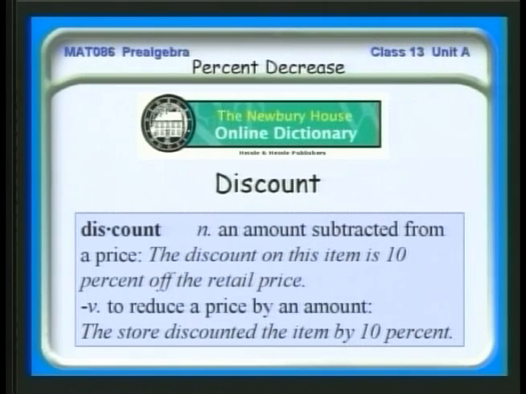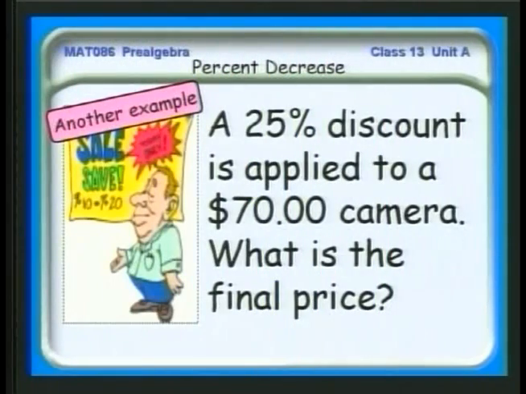Now, let's look at another kind of percent decrease. We'll talk about a discount. And here is a definition of discount. It's an amount subtracted from some price. In other words, the store discounted an item by 10%. So we can talk about discounts as being a percent of decrease.